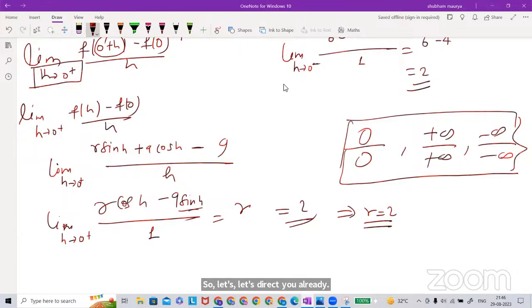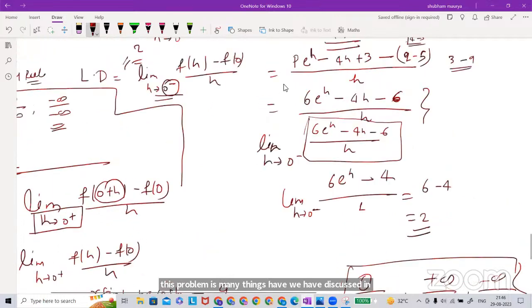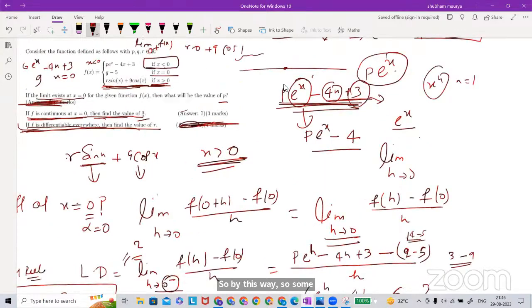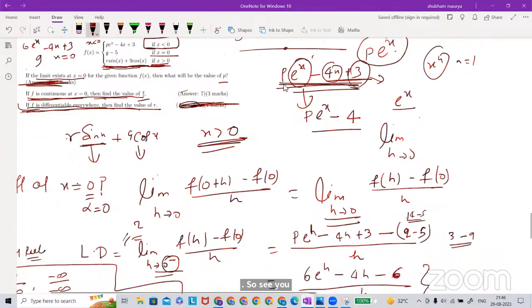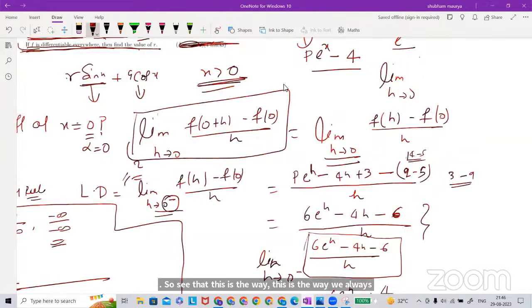So in this problem we have discussed many things: limit, continuity, and differentiability, all. Some problems can also be given graphically. We can draw the graph, and then the same problem: where is the function continuous, differentiable, find the values of P, Q, R. It can also be asked graphically. So this is the way. This is the way you always have to find it, by this limit, and this is the way of checking differentiability.